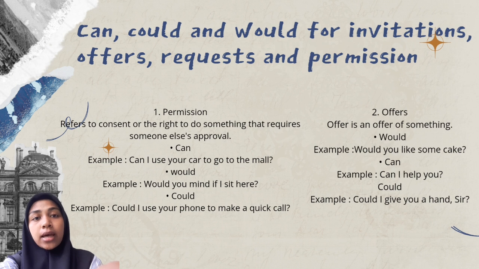The last: can, could, would, and will for invitations, offers, requests, and permission. And one, permission refers to the right to do something that requires someone else's approval. Example, can I use your car to go to the mall? And another example, would you mind if I sit here? And could, example, could I use your phone to make a quick call?